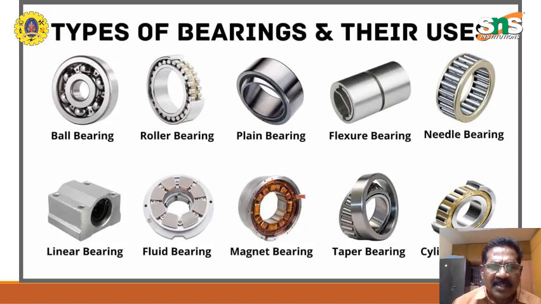Fluid bearing is another type. A magnetic bearing has a magnet held within a magnetic flux on the support. You also have a taper bearing, which is part of a frustum of a cone, and a cylindrical type. Different types of bearings are used for various applications. So we just understand that multiple bearings are there.